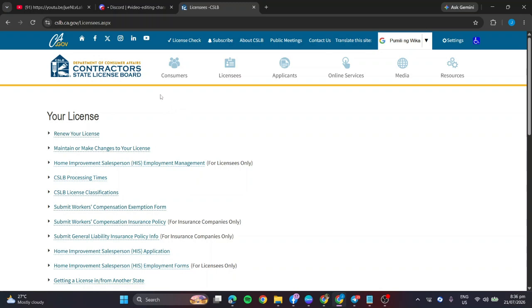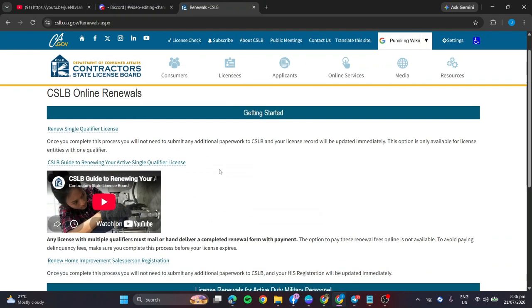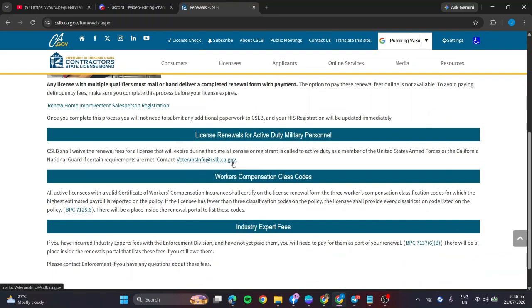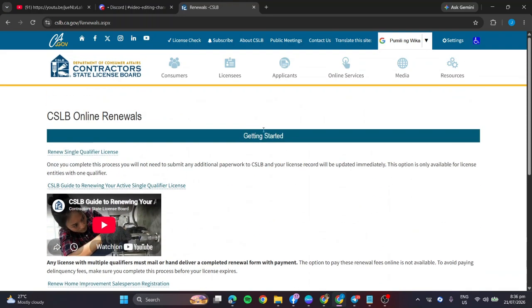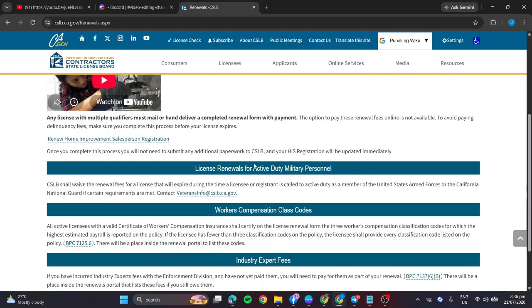Hey everyone, today I'm going to show you how to renew a California real estate license. So these licenses are valid for 4 years, so make sure you renew before the expiration date. The Department of Real Estate may send a reminder about 60 days before your license expires, but you are still responsible for renewing even if you do not receive one.